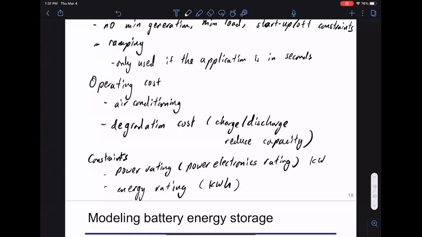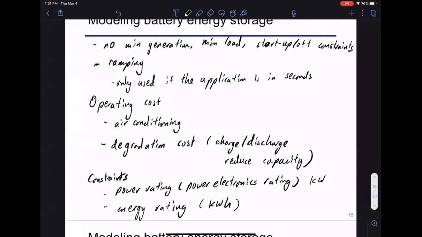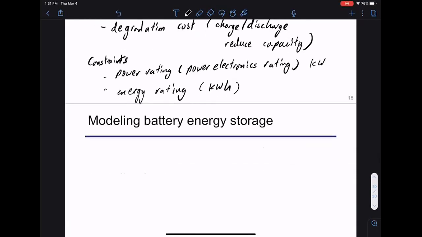Okay, let's get started again. One thing that we need to look at when we model storage is the operating cost. For example, the additional cost from climate control or air conditioning is fairly easy to handle. That's just additional megawatt hours you have to buy electricity for. But how do we think of degradation as a cost?